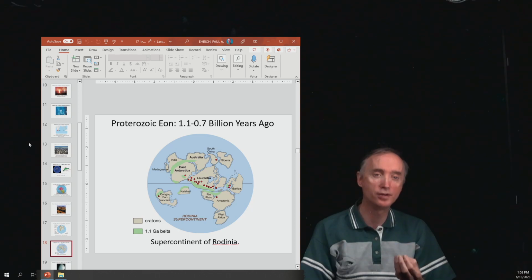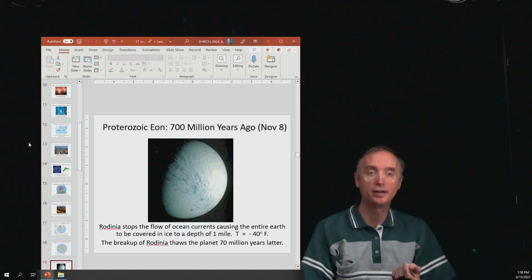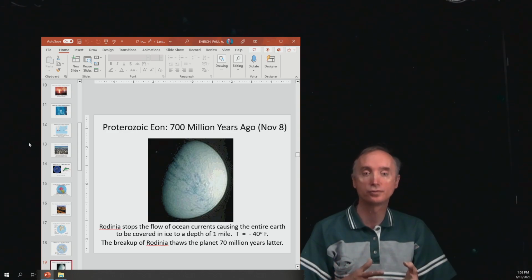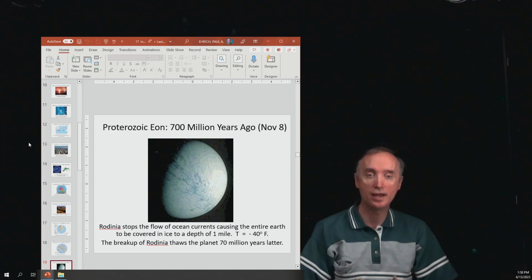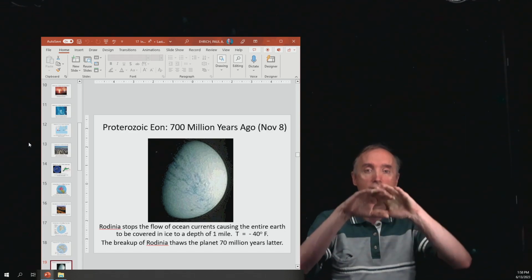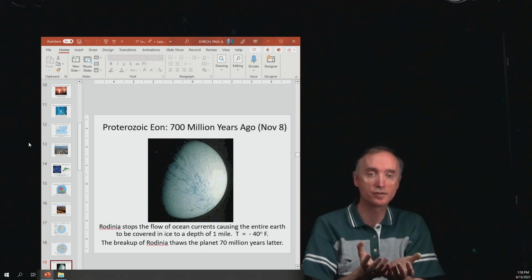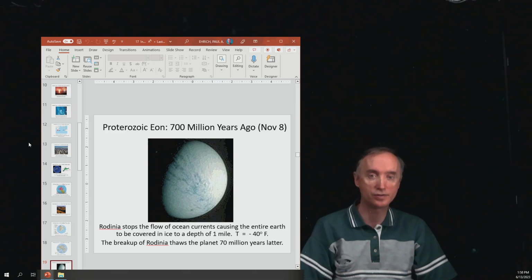Now the only reason why I mention Rodinia is that it blocked the ocean currents and created a colossal ice age. An ice age that was so bad that we think the entire surface of the earth was covered in ice. We call this a snowball Earth when this happened. But very quickly it all melted.